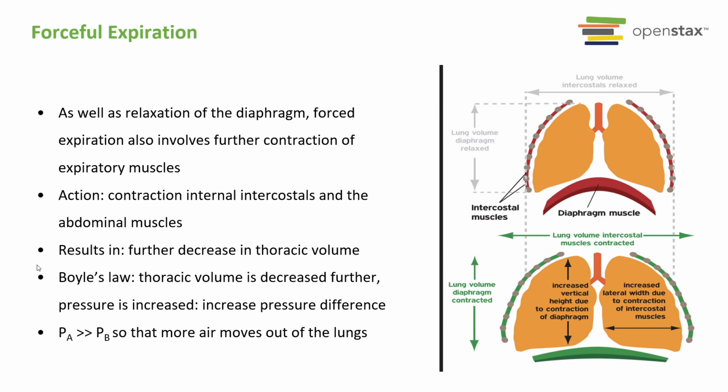And that includes the internal intercostal muscles as well as the abdominal muscles. This is going to result in a further decrease in the thoracic volume. And once again, this speaks to Boyle's law, that inverse relationship between pressure and volume. That is going to allow for more air to move out of the lungs.